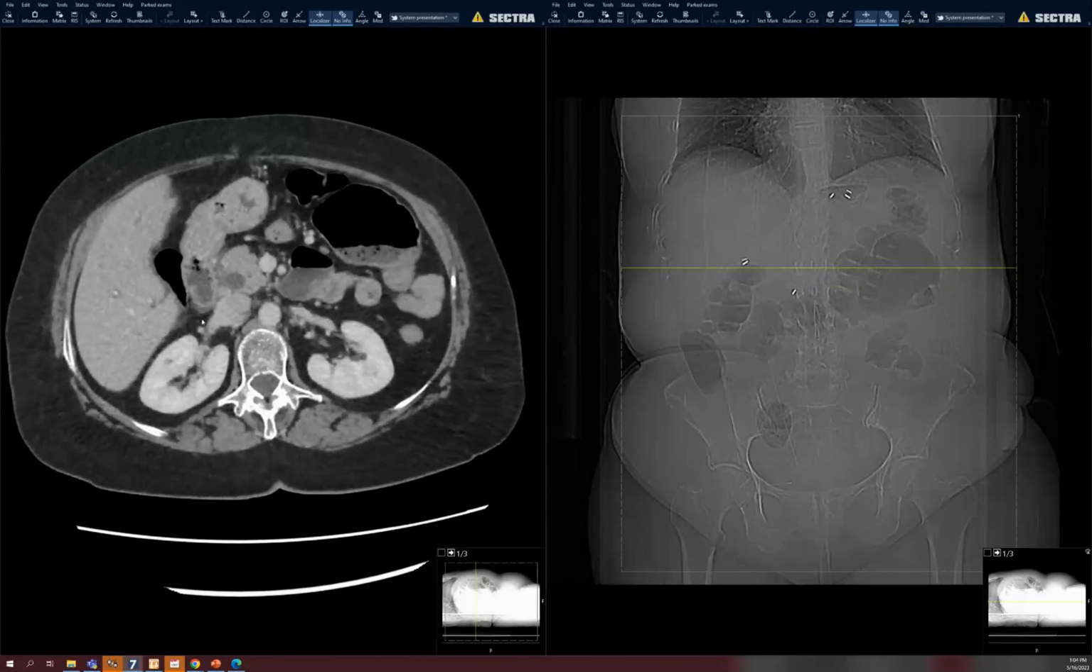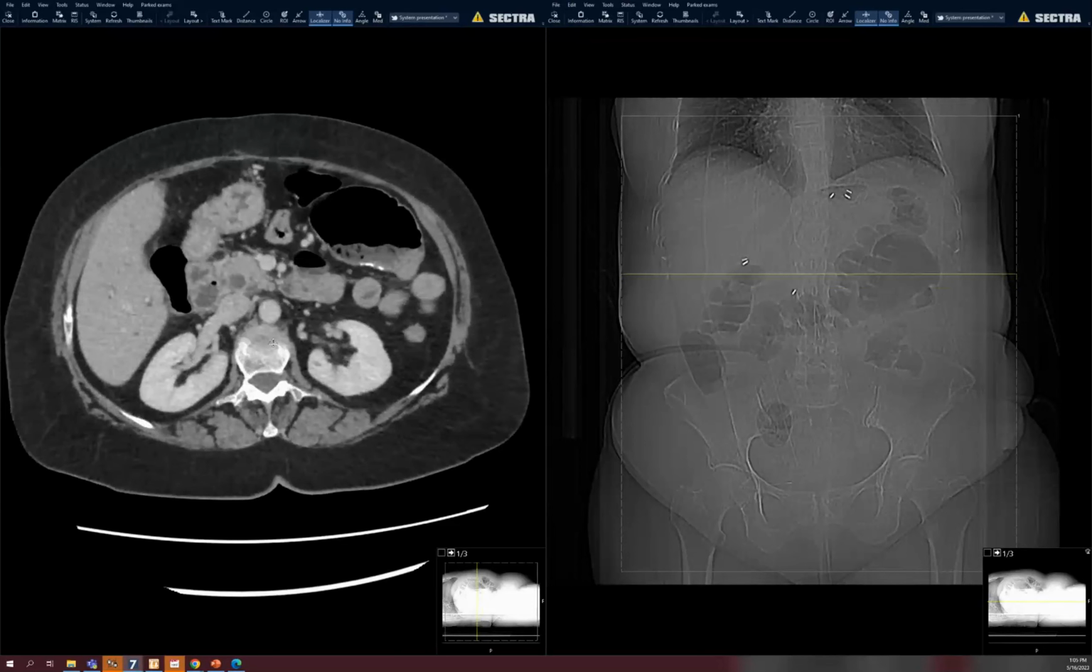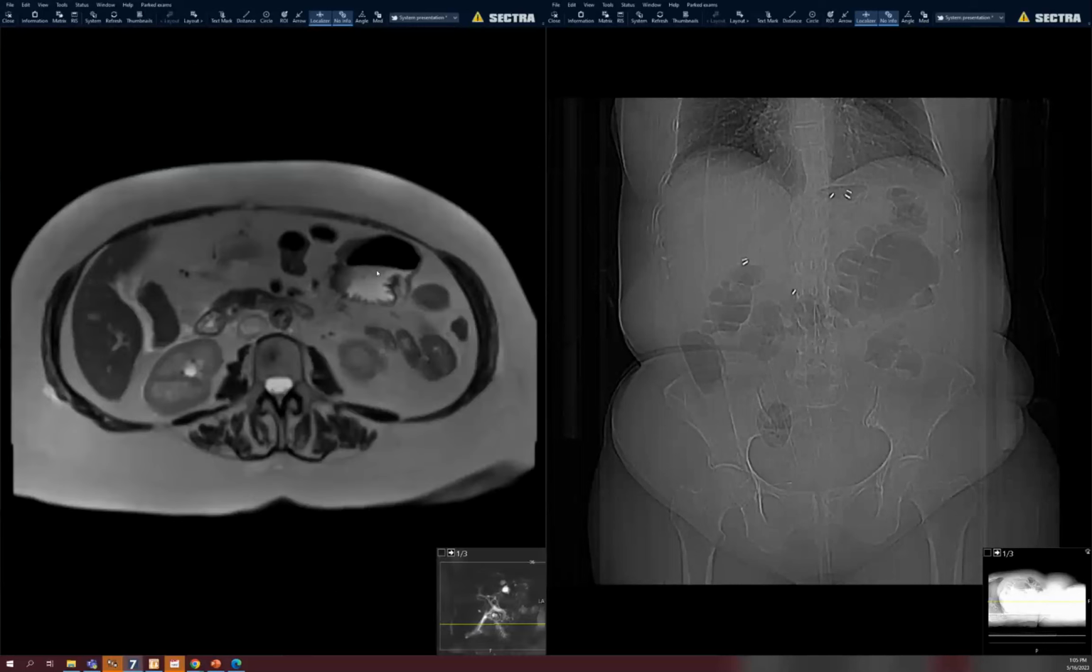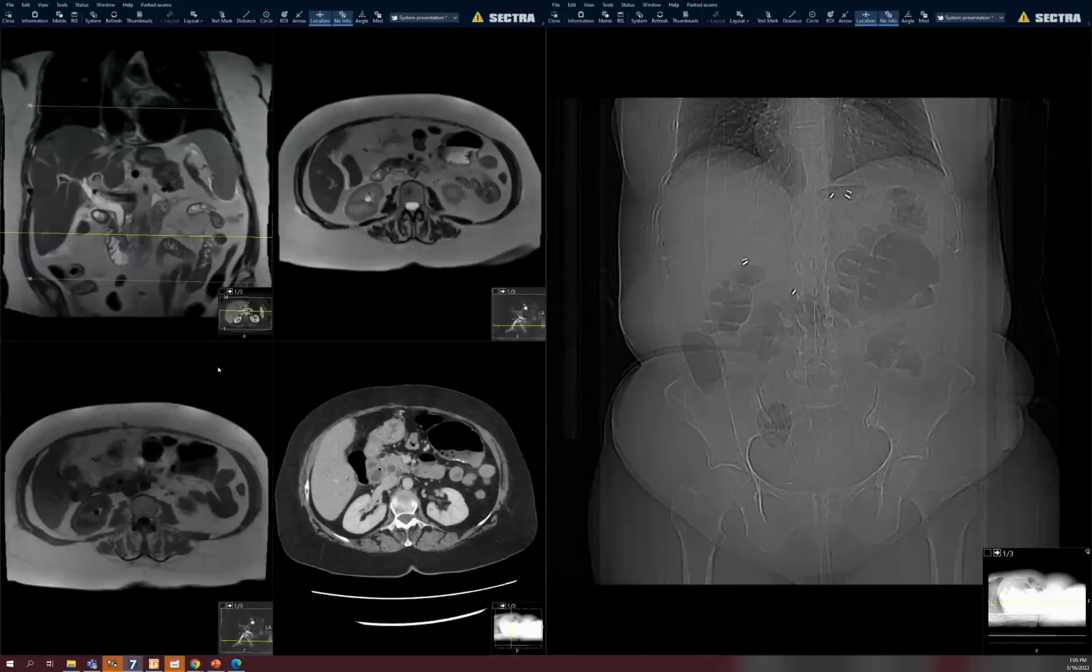So did the MRI happen first, and did you guys suspect or call it on the MRI? No, the MRI was done outside. Okay. And for some reason, they did a CT. On the MRI, I would have totally called it just a stone, right? Yeah. That's why the CT is so much more helpful.